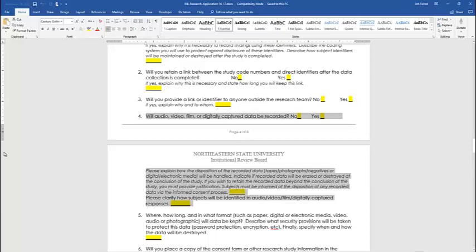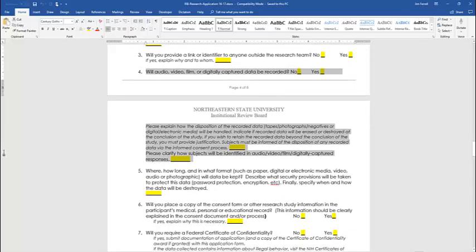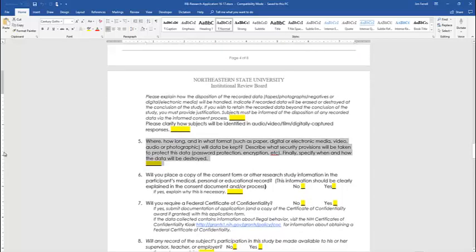So again, this is just asking how they're going to get rid of this digitally recorded data, and to be sure that the participants know how this will happen. And they do that through the consent form. Question 5, where, how long, and in what format will these data be kept? Describe what security provisions will be taken to protect the data. Finally, specify when and how the data will be destroyed.